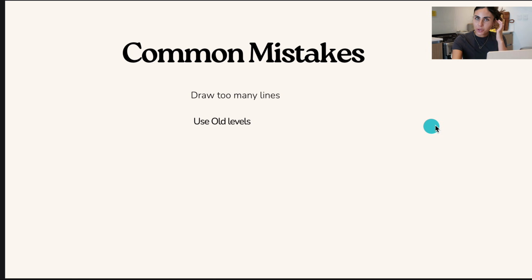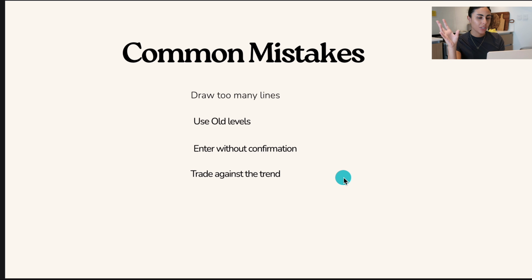Number 3, entering without confirmation. You saw how I entered. I had confirmation by having a few green candles, and the price was going up. Therefore, it showed that buyers were in control over sellers, which is why I bought in that moment. And then number 4, you never trade against the trend. I mentioned that earlier. Always trade with the trend. And number 5, placing your stop loss too tight.